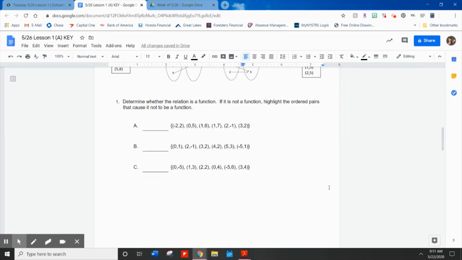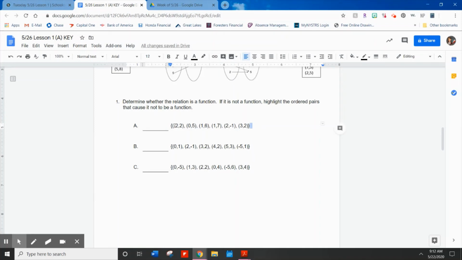So let's do some examples here. It says determine whether the relation is a function. If it is not a function, highlight the ordered pairs that cause it not to be a function. So looking at letter A, we have negative 2, 2, 0, 5, 1, 6, 1, 7, 2, negative 1, and 3, 2.